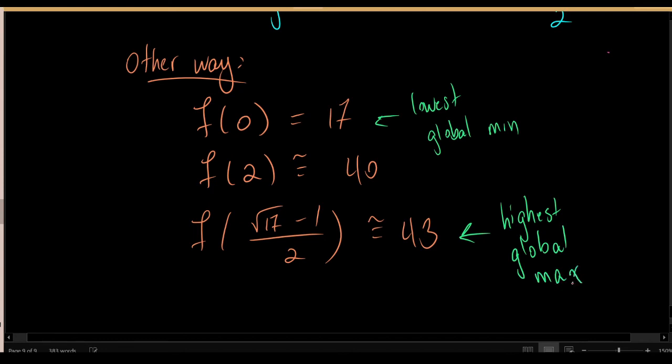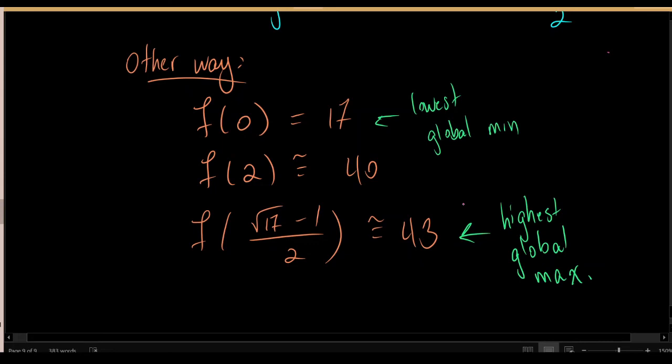So if you were programming a computer to do this, you would just have it evaluate the function at all the different candidates, the endpoints and the critical points, and you would have it compare the sizes of the outputs. The smallest output gives you the global min, and the largest output gives you the global max.